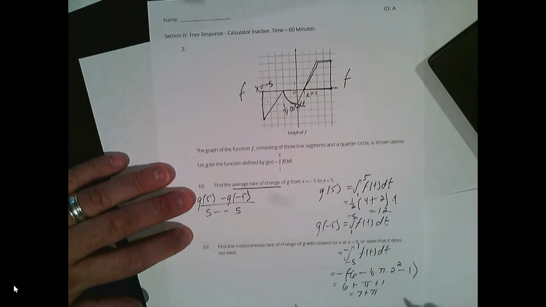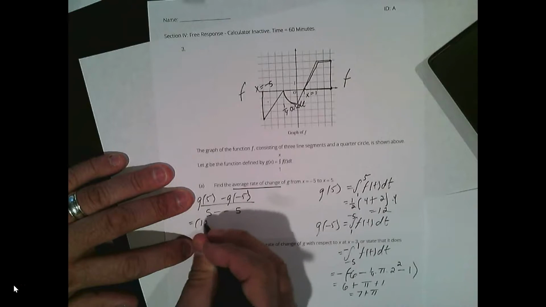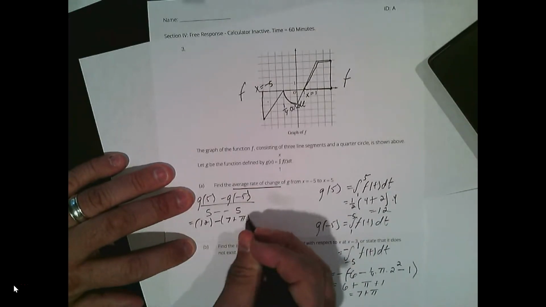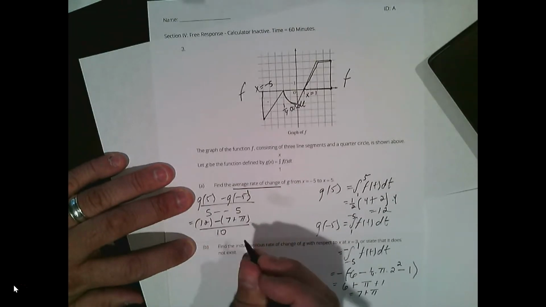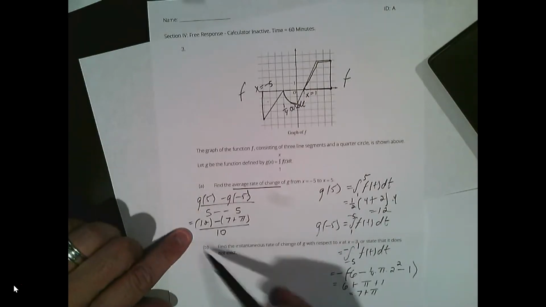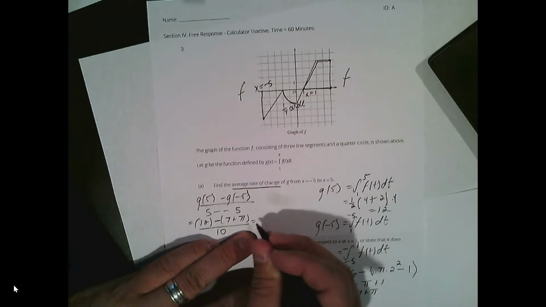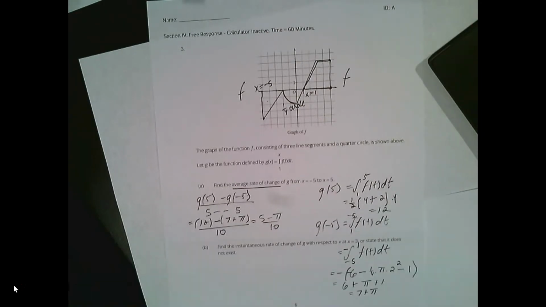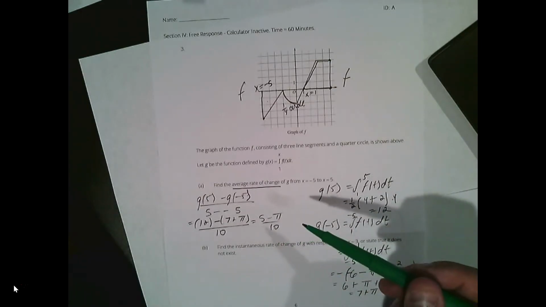So g of 5 is, what do we decide that was? 12. g of -5 is 7 plus pi. And we're going to divide that by 5 minus -5, which is 10. Because everything here is a number, you can stop, or you can simplify. You can distribute the negative through, and you're going to get 5 minus pi over 10. My preference would be to stop in the very beginning.